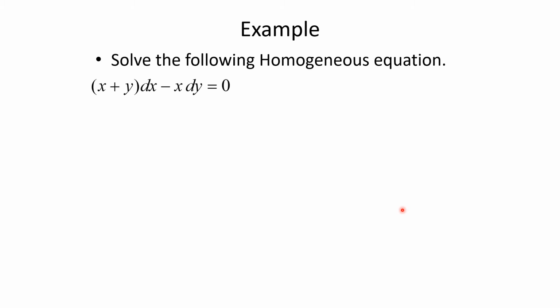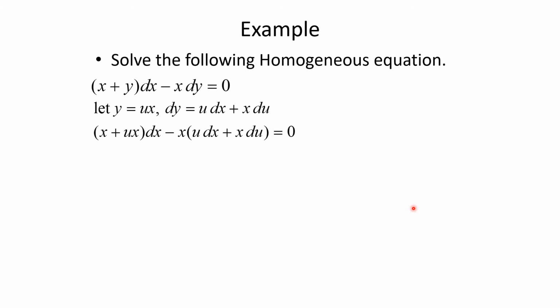The first thing we do is we choose our appropriate substitution factor. So if we look at the two terms here, we have x plus y times dx, and we have x times dy. x times dy is the simpler term, so I want to choose the substitution that's going to involve dy. So if I do that, I'm going to let y equal ux, and dy equal u dx plus x du. We apply these substitutions, so that gives us x plus ux times dx minus x times u dx plus x du is equal to 0.